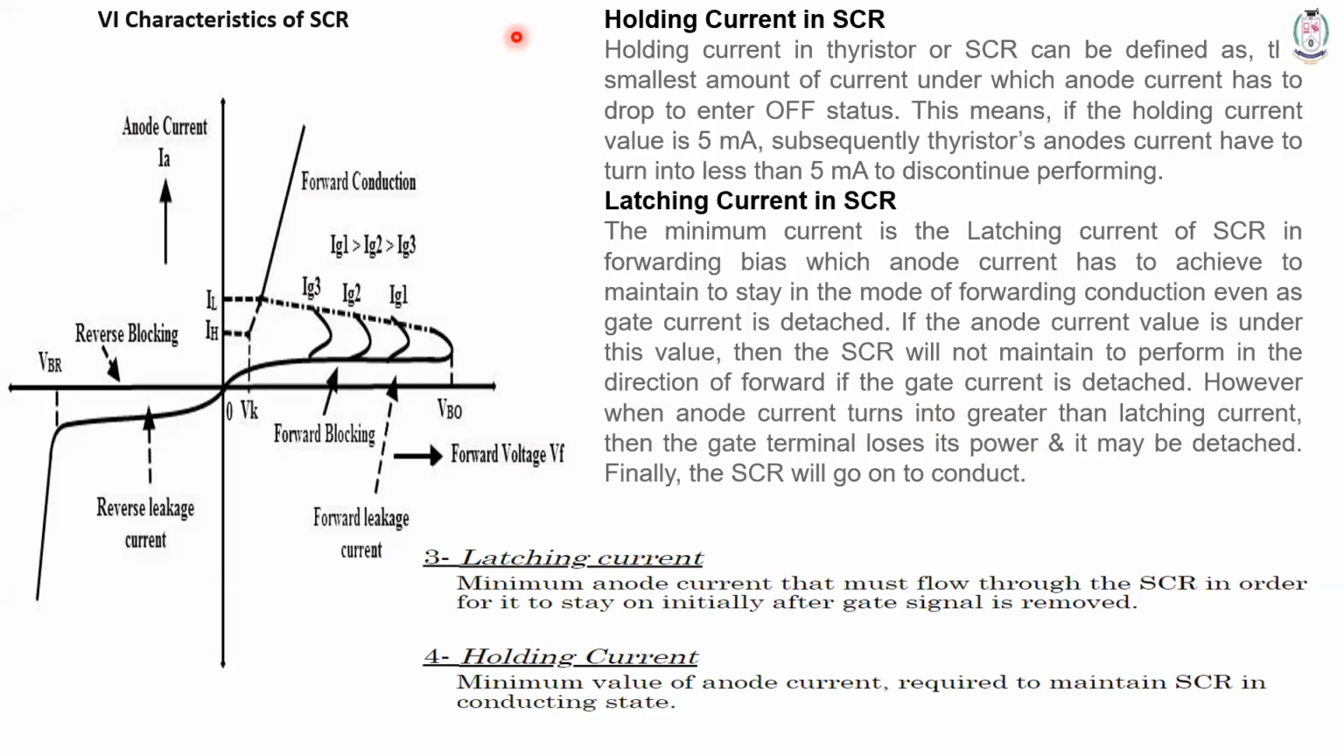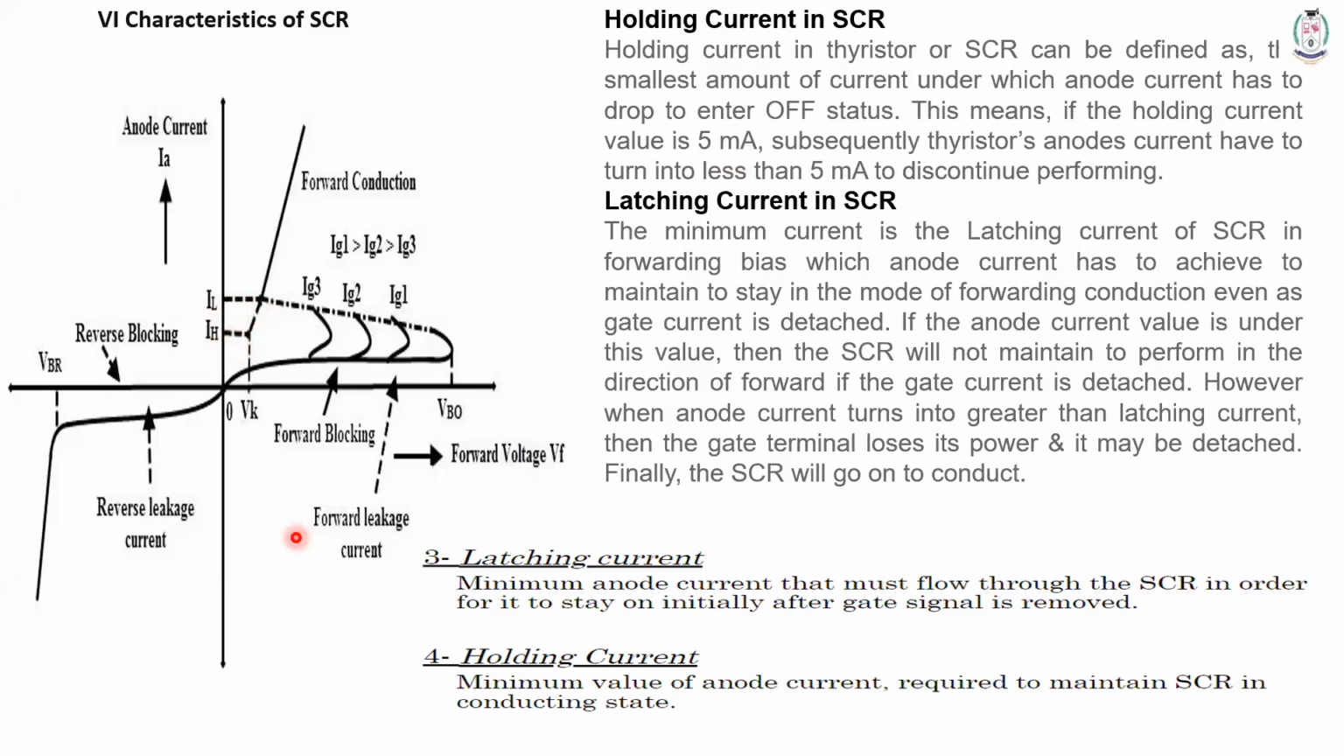Holding current: I told you it is the minimum value of anode current required to maintain the SCR in conduction state. So once it reaches the holding current, now we can understand the SCR is in on state. For example, 5 milliamps is the holding current of an SCR. Once the SCR reaches that 5 milliamps current, the SCR is now turned on.